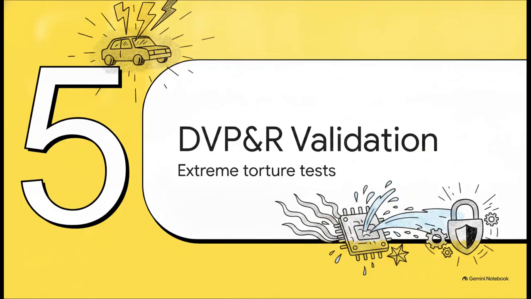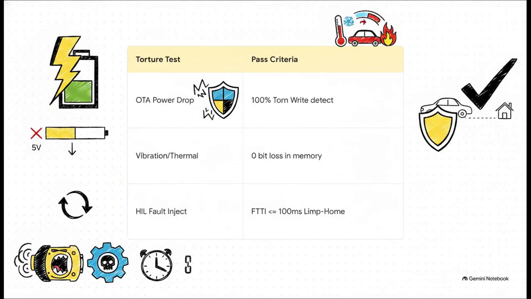Section 5. DVP and PR Production Validation. So, we've designed it securely and manufactured it perfectly. But before this controller ever sees a public road, it has to survive the absolute climax of the engineering process, the extreme torture tests. This is where engineers actively try to destroy the unit.